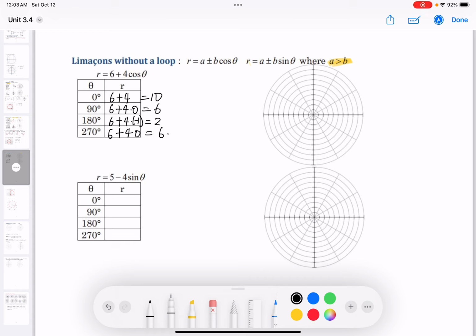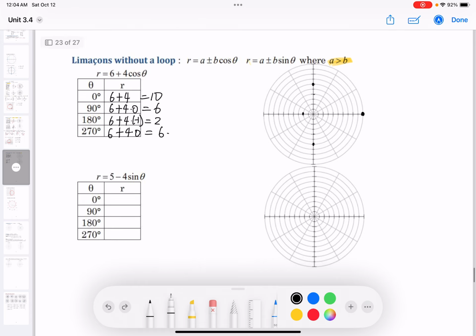Okay, let's put all of these on my graph. First, at 0 degrees, r is 10. So this is 0 degrees, and 10 is here. First point. Second, 90 degrees, 6: 1, 2, 3, 4, 5, 6. This is the second point. Next point is 180 degrees, 2. Next key point is 270 degrees, 6. Okay, we say this is the dimple limaçon. I need to have a dimple. So it's a symmetric shape.